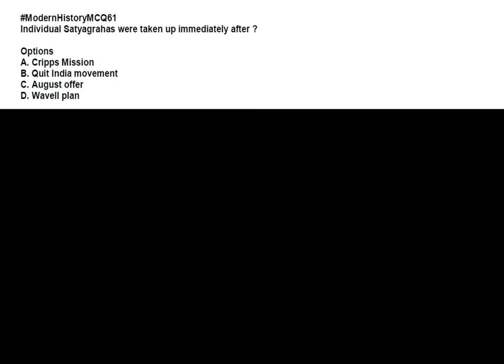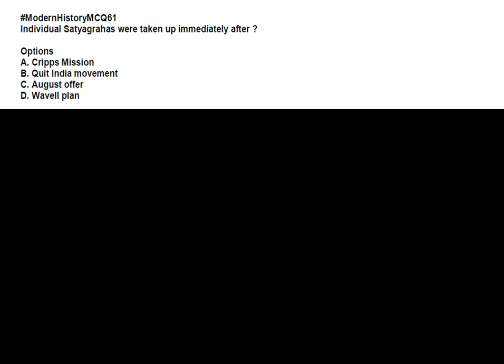So that is all in part 1. We have done three important things: the August Offer, the Cripps Mission, the happenings during World War II, and the Quit India movement in detail. So let's see some MCQs. Modern history. This is the PDF, actually taken from our modern history PDF. We have 320 or 350 questions, I think, based on Spectrum and NCERT alone. You can purchase it from us on the Facebook page, of which I will be giving you the link. So we'll see the MCQs.